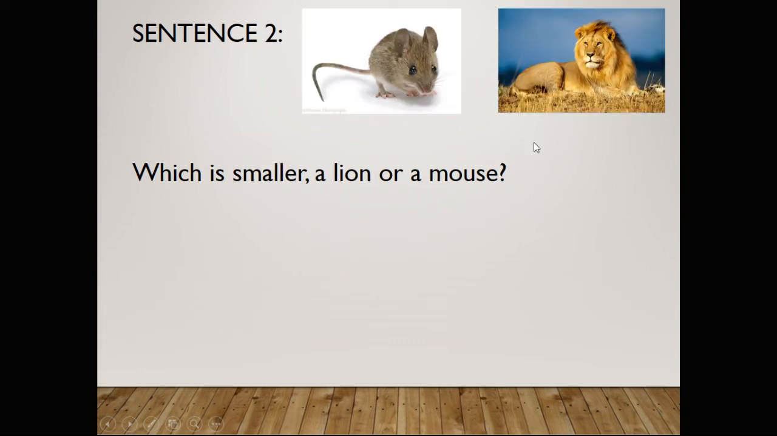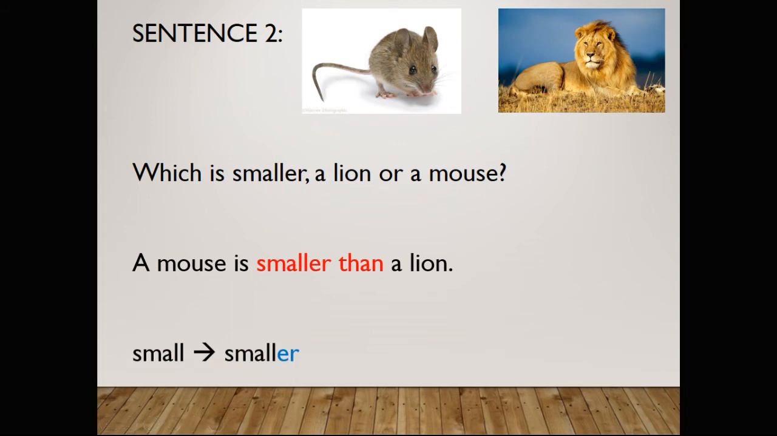Sentence number 2. A mouse and a lion. Which is smaller, a lion or a mouse? The answer is a mouse is smaller than a lion. Now the word smaller is from the word small. Small, smaller.